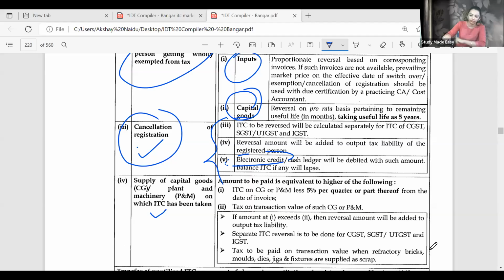Obviously reversal तो होगा, पर अब reversal कितना होगा? What is this? ITC on capital goods, on plant and machinery, less 5% per quarter, part of the quarter from date of invoice, or tax on transaction value, whichever is higher. Tax on the transaction value, or ITC less 5% per quarter part of the quarter, whichever is less.